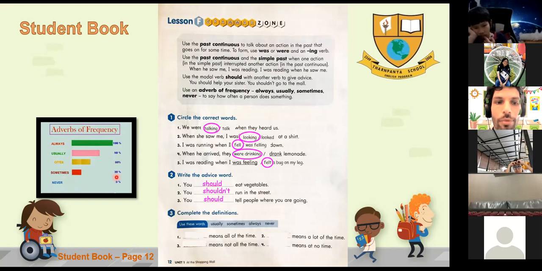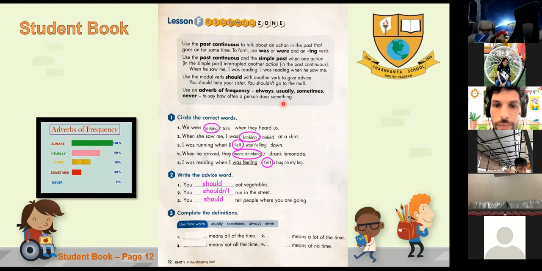Let's use one example for sometimes. 30% of the time would be around 2 days a week. Let's say, okay, I sometimes go to the park, which would be about 2 days a week. I sometimes go to the park. Okay, so this is the difference between these words. Remember, these words are called adverbs of frequency. We use these words to say how often a person does something.